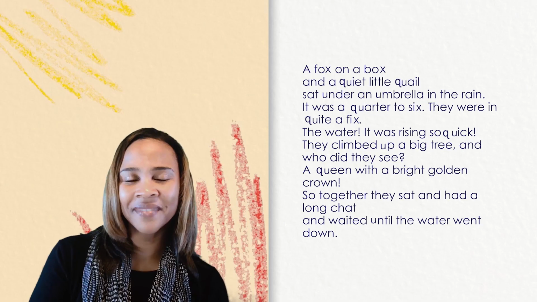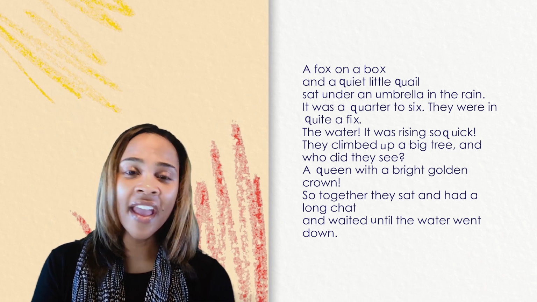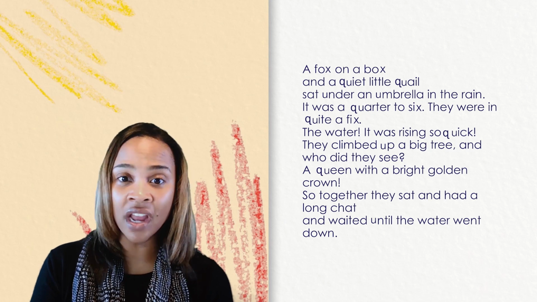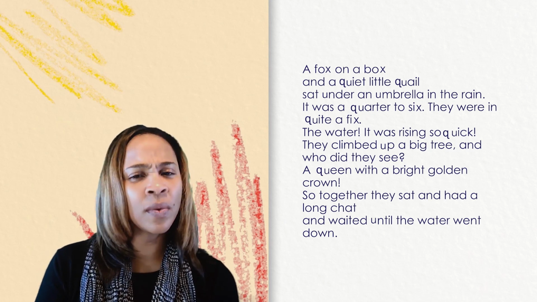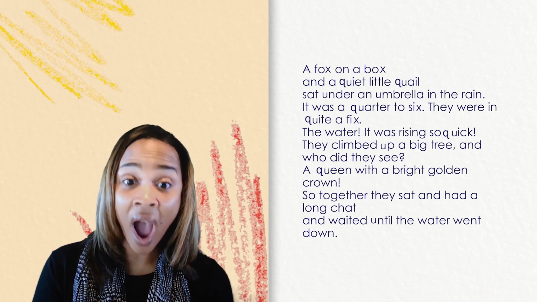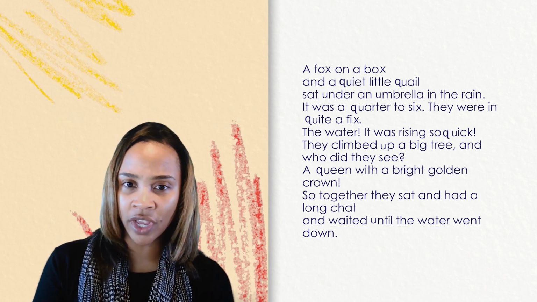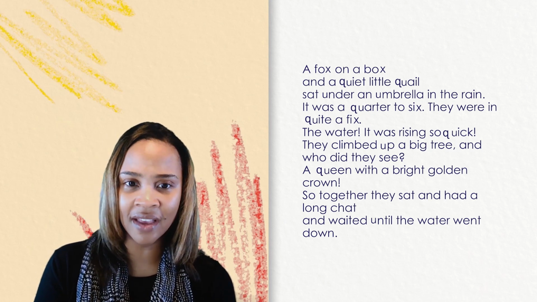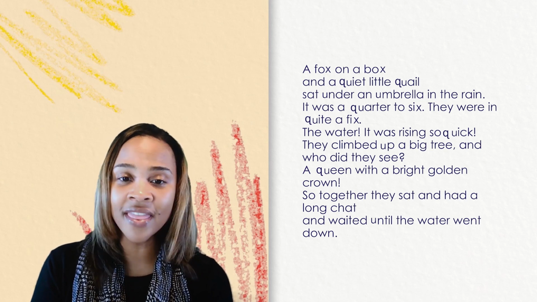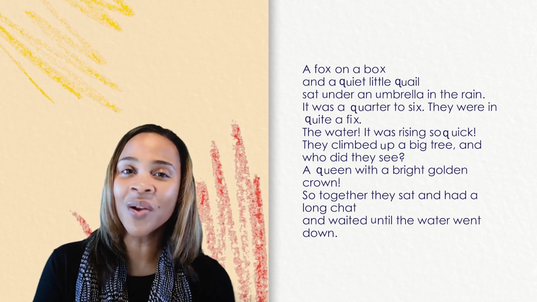Writing. A fox and a quail in the rain. A fox on a box and a quiet little quail sat under an umbrella in the rain. It was 5:45. They were in quite a fix. The water, it was rising so quick. They climbed up a big tree, and who did they see? A queen with a bright golden crown. So together they sat and had a long chat and waited until the water went down.